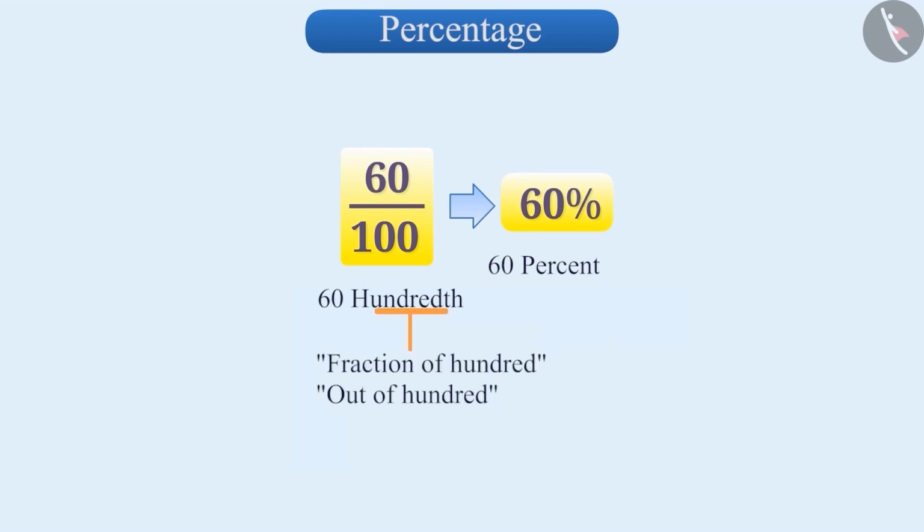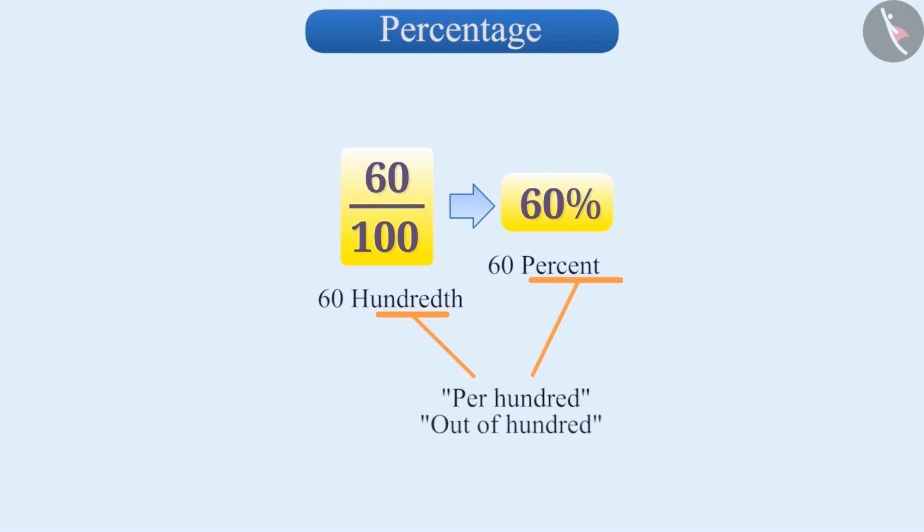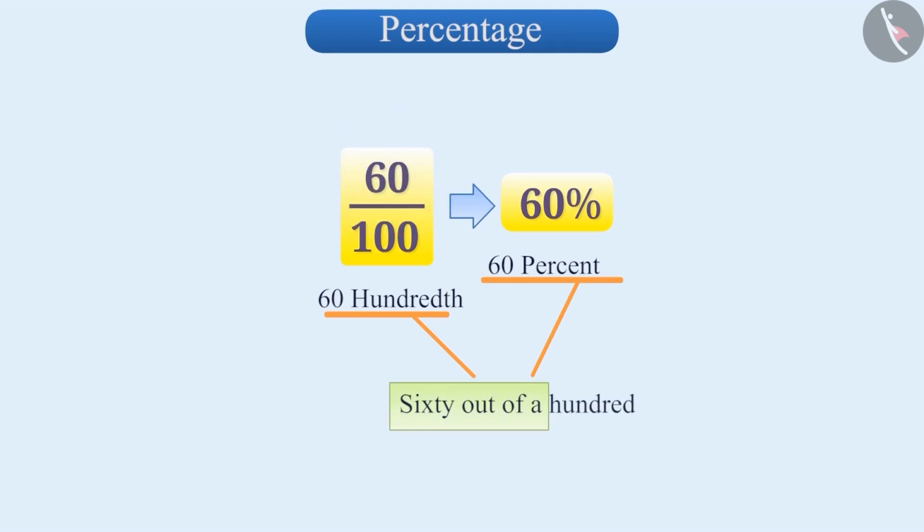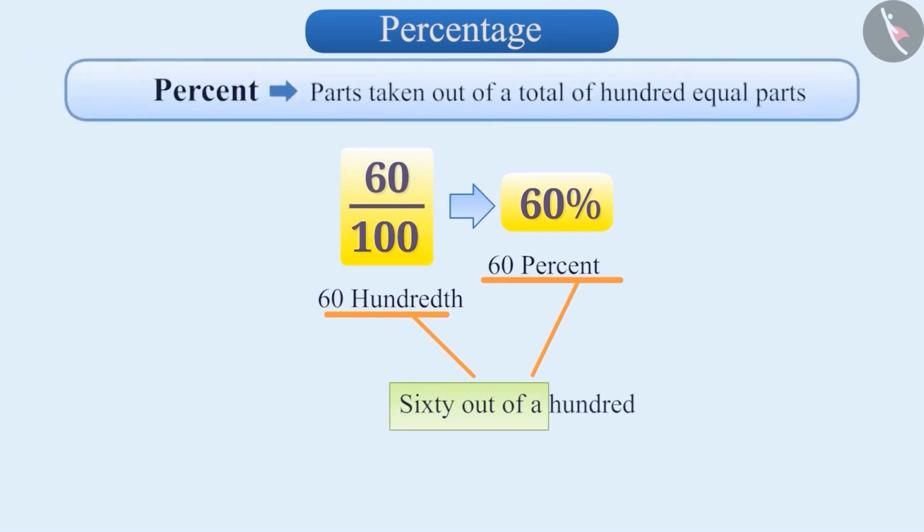If we use the word hundredths or percentage, it means per 100 or out of 100. In this way, 60 hundredths or 60% means 60 out of 100. Since the numerator here also expresses the parts taken out of 100, we can say that the percent represents the parts taken out of a total of 100 equal parts.